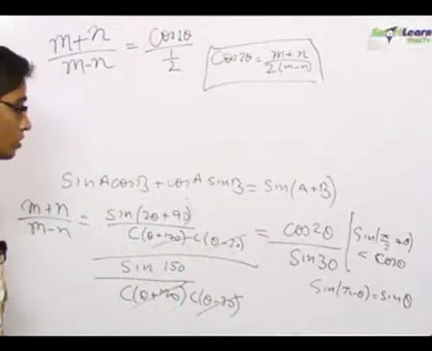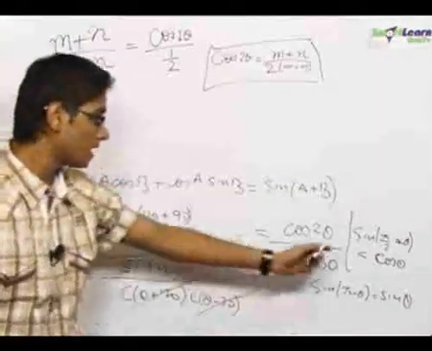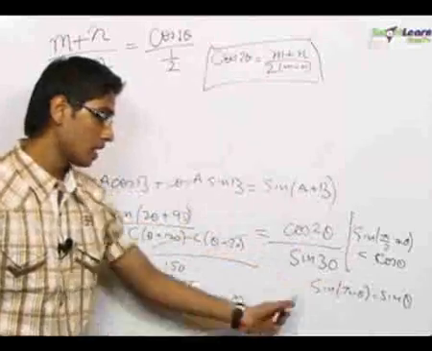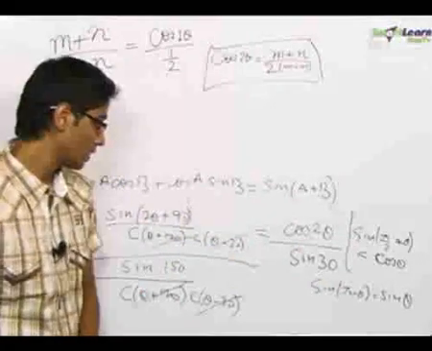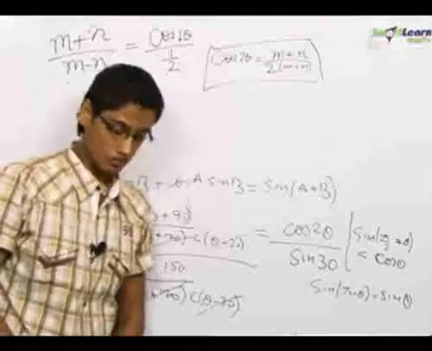So in this question we have used three important relations. One is componendo dividendo, second is sin of pi by 2 plus theta is cos theta, and third one is sin of pi minus theta is sin theta. And componendo dividendo is the most important relation which would be very useful in the forthcoming chapters.